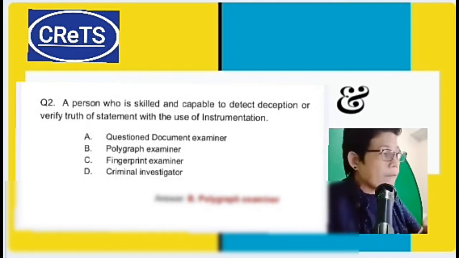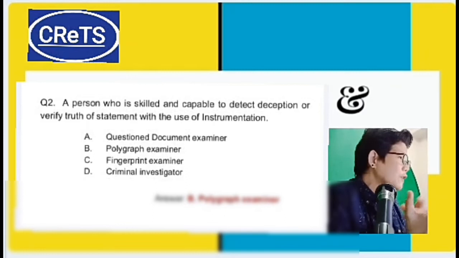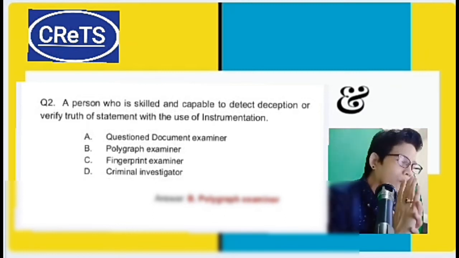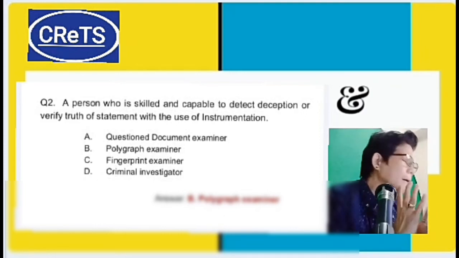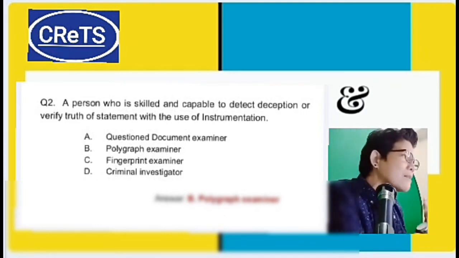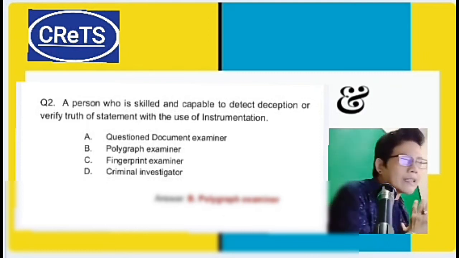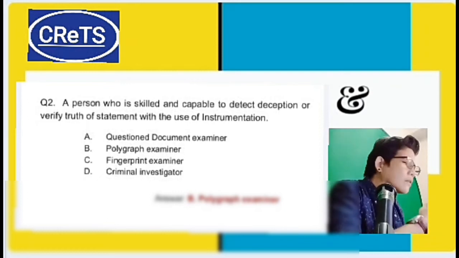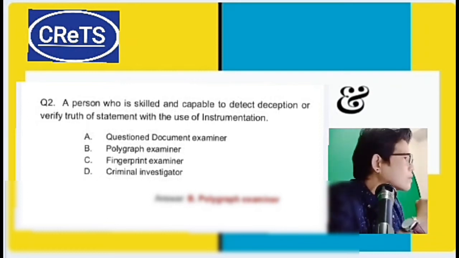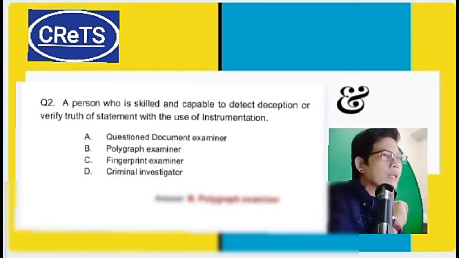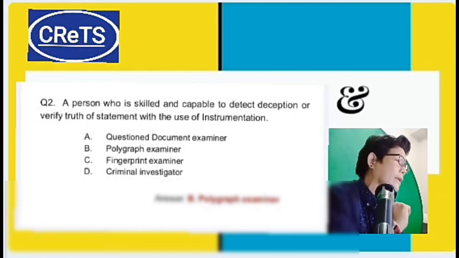I-apply nyo. We have what? 5 W's and 1 H, ha? Huh? Ang tawag, diba? 6 cardinal points of investigation. Ang 5 W's and 1 H. Tama? Okay. I-apply mo kaya para meron ka namang makuhang tips and techniques sa akin. Okay, sabi sa question number 2. A person who is skilled and capable to detect deception. Person answers the who question. Oh, 1 W agad ang pumasok, no? So you need to analyze talaga.